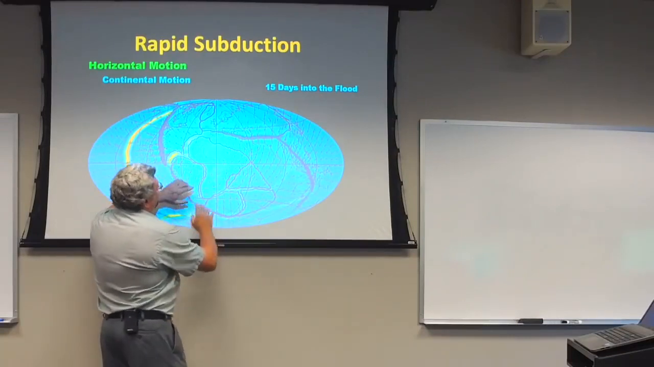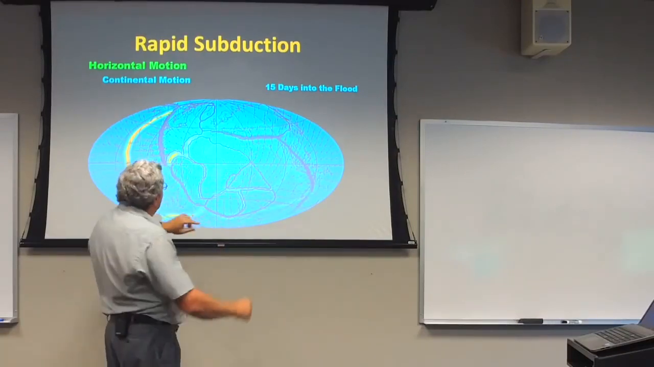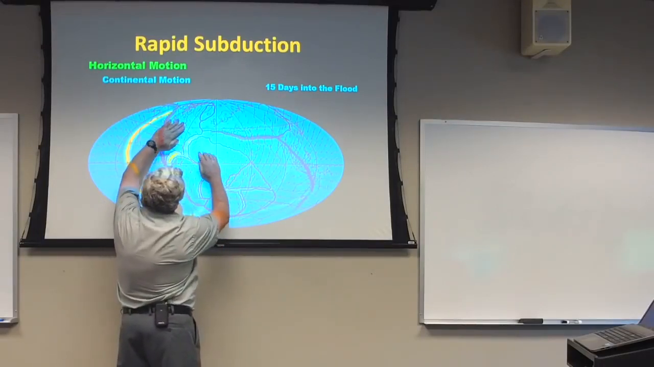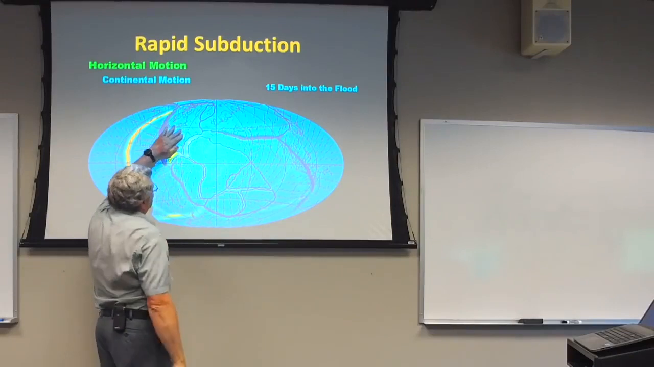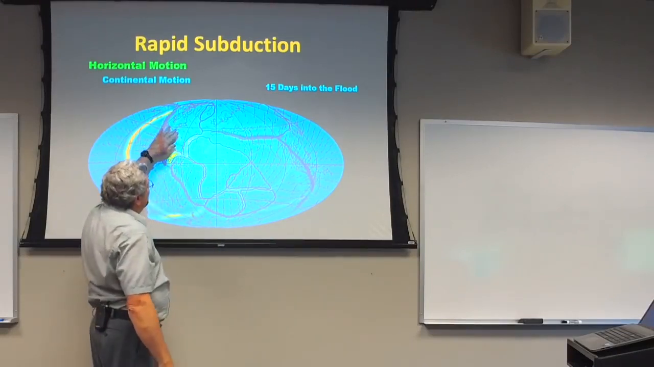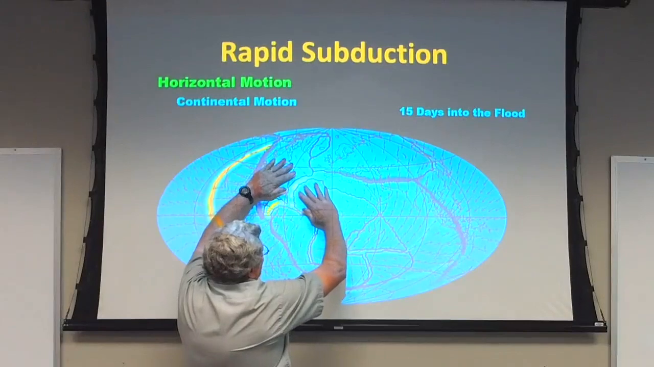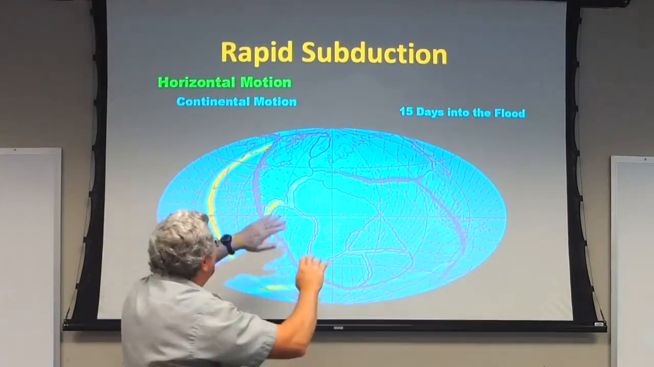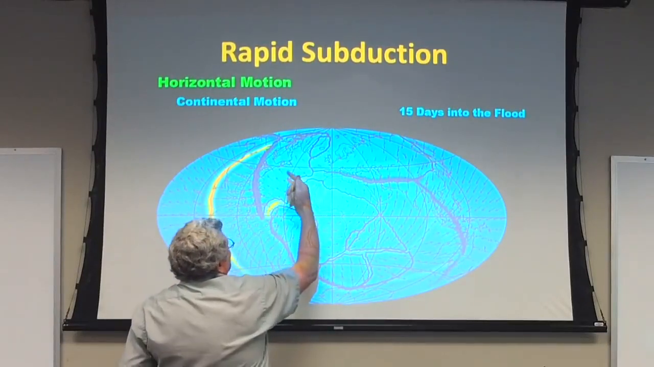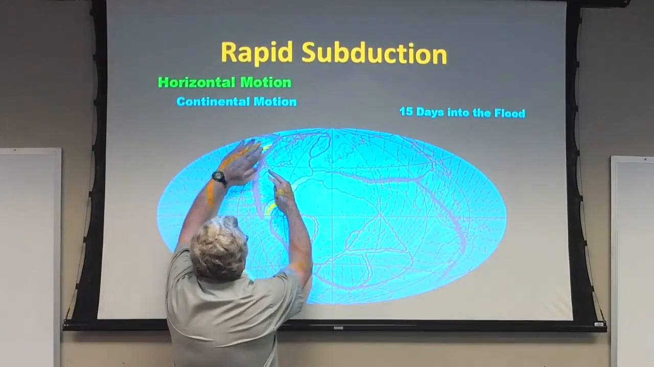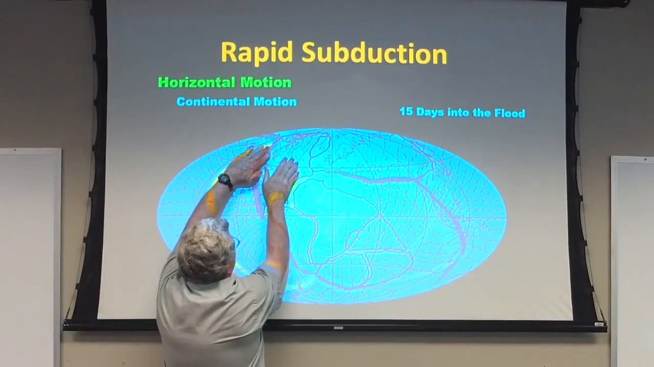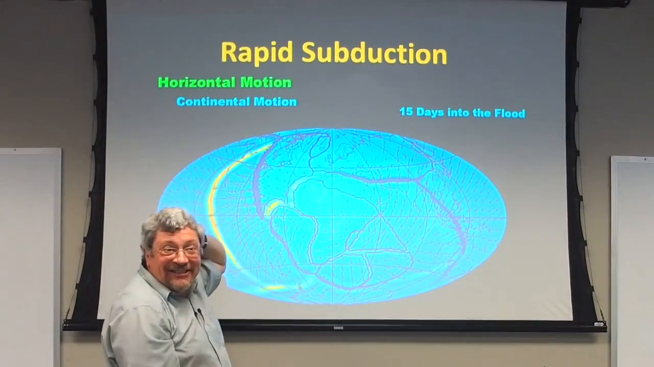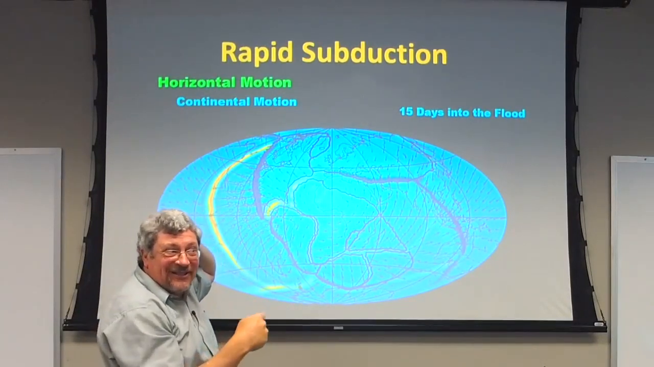Here we have 15 days into the flood, since the beginning of the simulation. North America has split away from Africa, and it's heating up there between the two, because hot material from the mantle is coming up. That's another part of the story. It's occurring at the same time. Here are the direction arrows for North America. Here's the current position of North America. Here's the position in the simulation. The arrows are heading in the right direction. They're heading right straight towards the current position of North America.